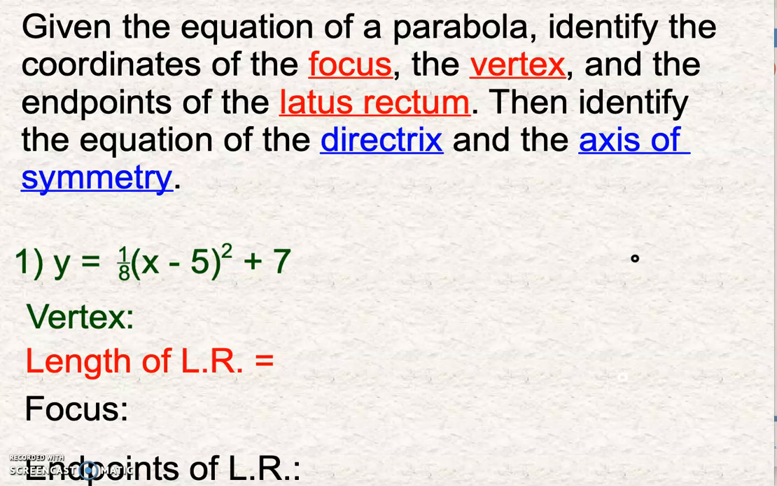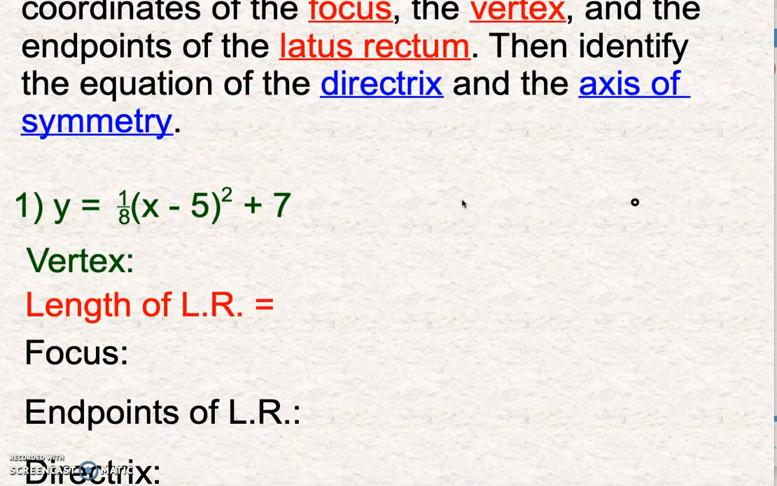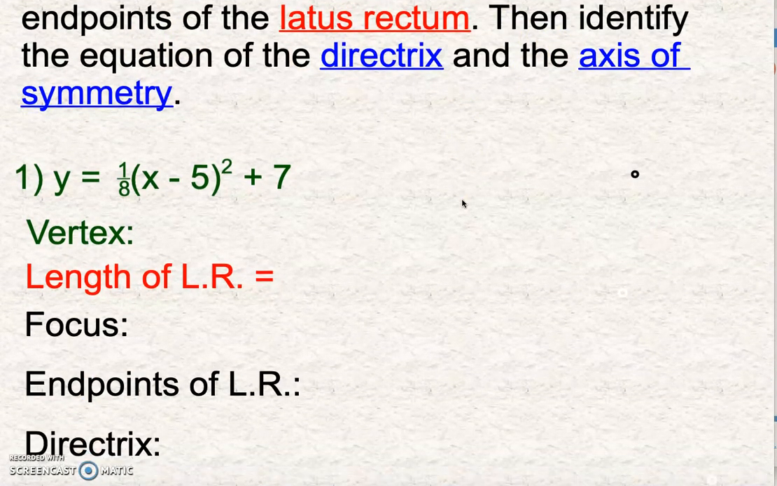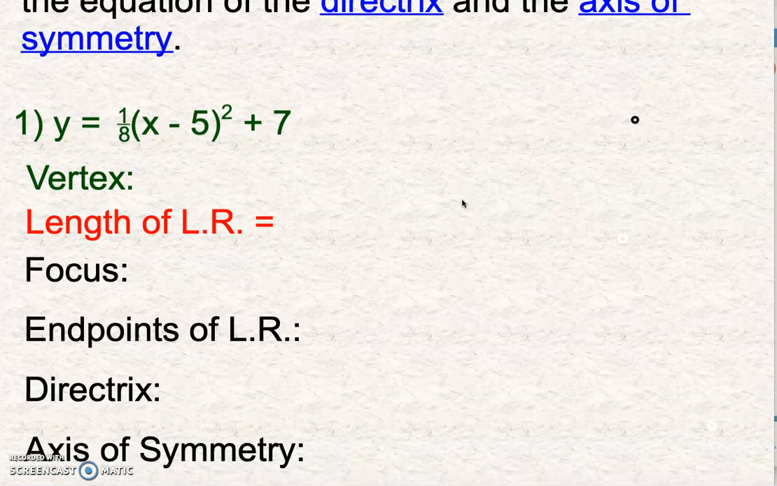So I need to identify the coordinates here of the focus, the vertex, the endpoints of the latus rectum, and then I would like the equation of the directrix. Remember, the directrix is the line, and the equation of the axis of symmetry. So here's my first problem, and those are all the things I'd like to find in this first problem. So let's get started.